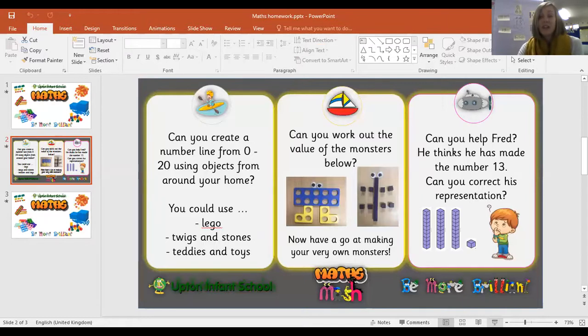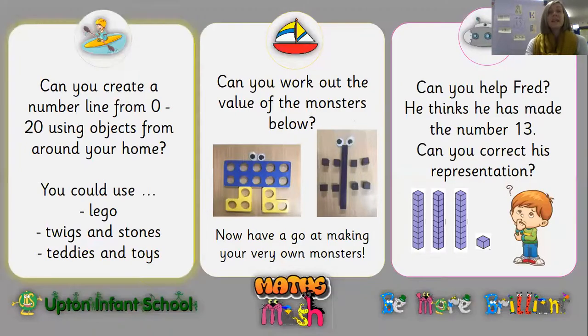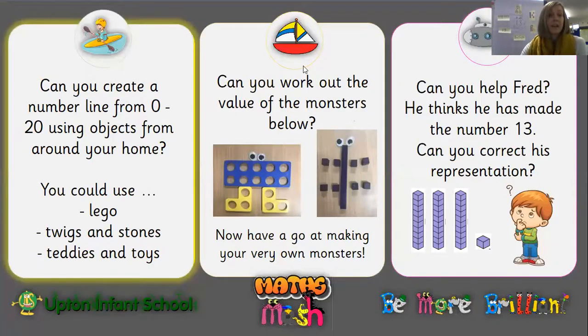So we've got 3 challenges as always, and if you want to have a slightly easier challenge, have a look at the paddle challenge, because we are asking you, can you create a number line from 0 to 20 using objects from around your home? You could use Lego, you could use twigs or stones, toys or teddies, and see if you can find something that will represent a 10 and represent a 1.